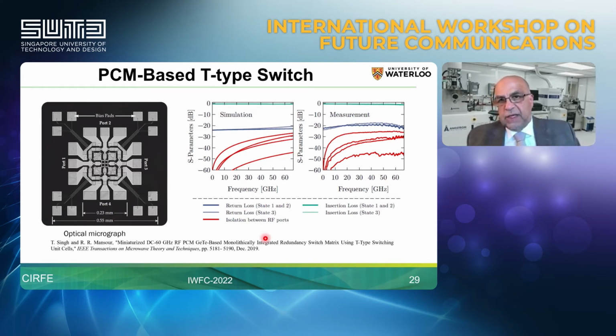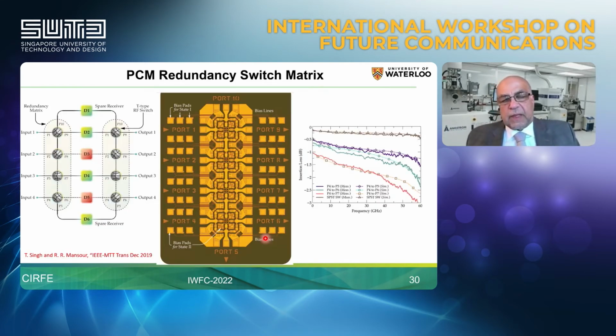You can refer to details on those switches. For example, here we make a redundancy switch matrix. These types of switch matrices are used a lot when we have systems which you cannot rely on completely, and you need to route the signal in case of failure. So, for example, in the case where you have, say, seven receivers, even if two of them fail, you can still route the signal and use the operational five.